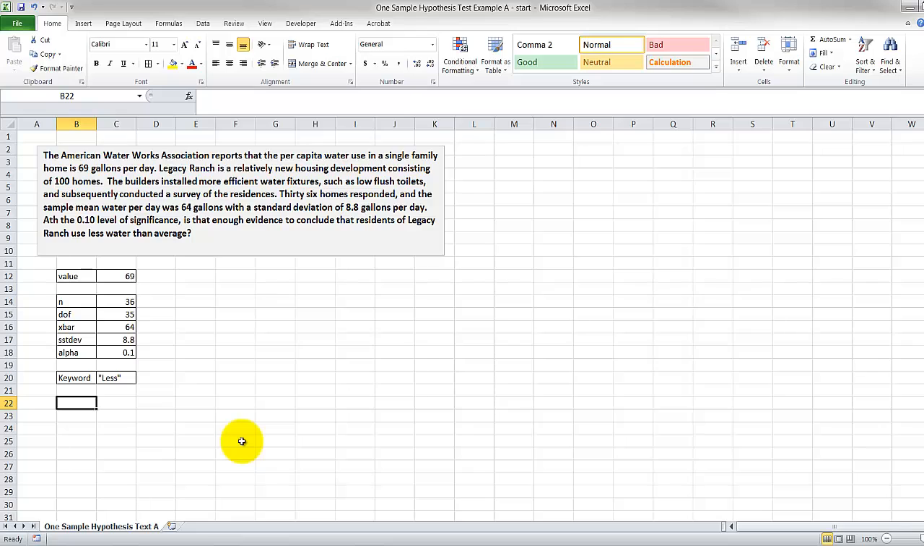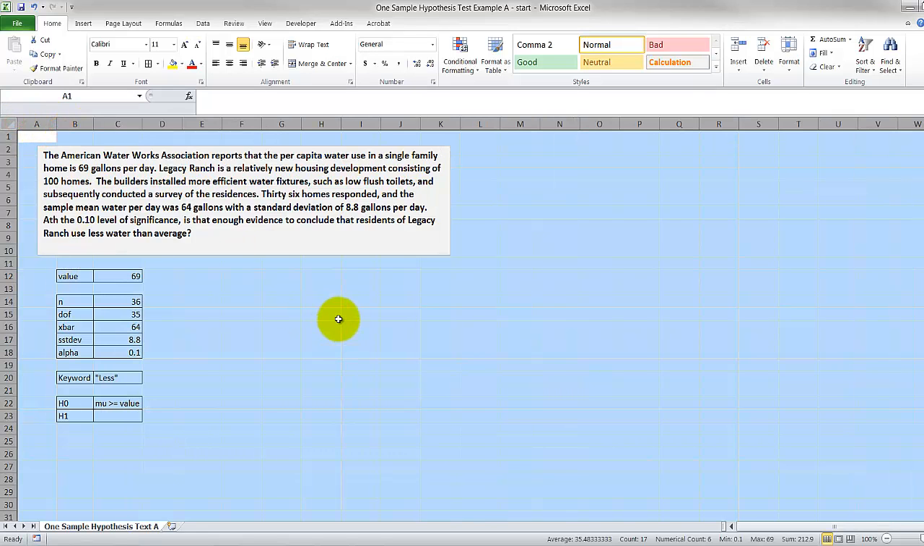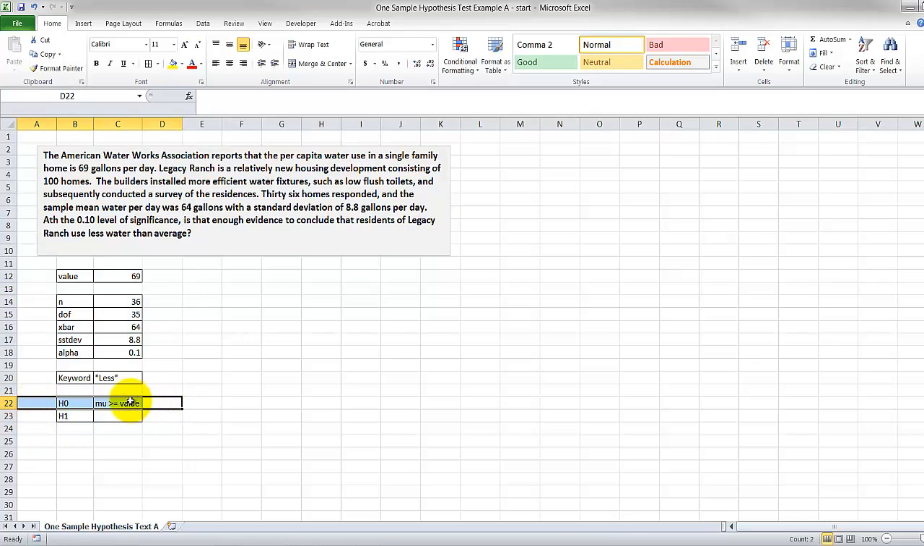So when I write my hypothesis statement, I have my H0 and my H1. Some call that HA. However you want to document that is fine. My null hypothesis is mu is greater than or equal to value. Now, if you're not that familiar with hypothesis testing, I don't even recommend going straight to the null hypothesis. I actually recommend doing something different. I recommend actually filling out the alternative first.